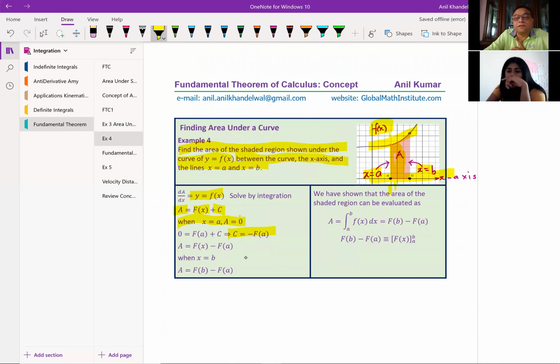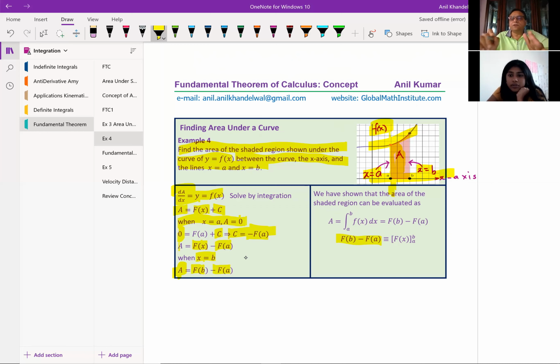So we are saying that the differential equation is dA/dx equals y. When you integrate, you get the antiderivative F(x), which should be equal to the area plus a constant, right? Now, boundary condition: if you're on the left bound, area is 0. So when you put area as 0, you get c as minus F(a). So area is F(x) minus F(a). Now, you put x equals b. When you put x equals b, you get F(b) minus F(a). So what is area equal to? Area basically is the difference of these two values.